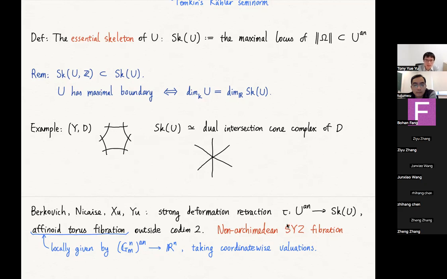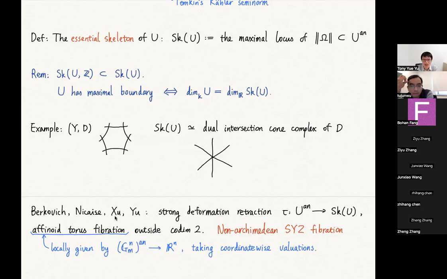And furthermore, we show that this retraction map really looks like the conjectural symplectic SYZ fibration, in the sense that outside codimension 2, it's really a torus fibration, but here it's a torus fibration in the non-archimedean sense. We call it an affinoid torus fibration because it's locally given by the analog of the standard torus fibration, where we take an analytic identification with the algebraic torus, and then take coordinate-wise valuations.